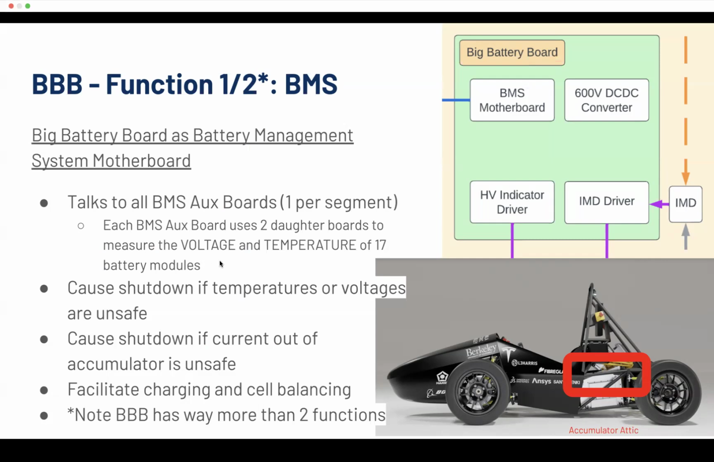And we have a voltage and a temperature of every single module, and we're also able to individually balance every single module. Our system has passive balancing, so for those of you who did the BMS recruitment project, hopefully you know about that.